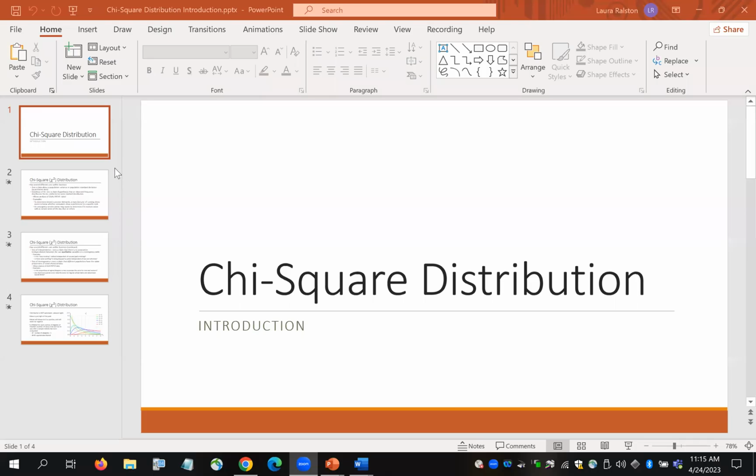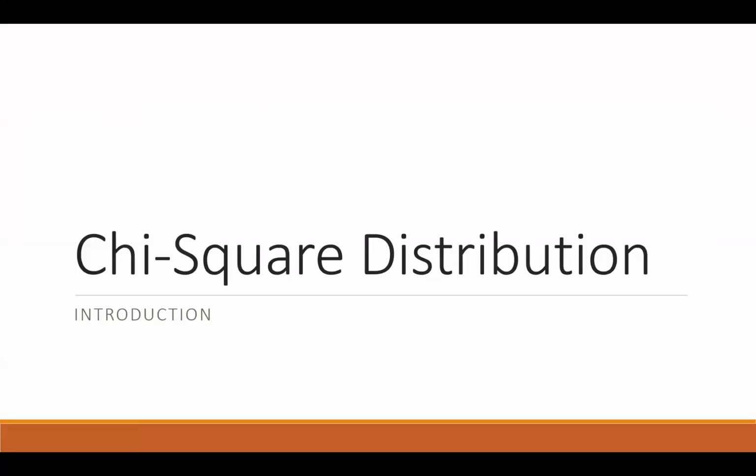Okay, we're going to begin with kind of an introduction, an overview of what is chi-square. And then we'll get more specific. Okay, so I'm going to share my screen again. And I've pulled up the chi-square distribution PowerPoint. It's the introduction PowerPoint. It's in D2L.